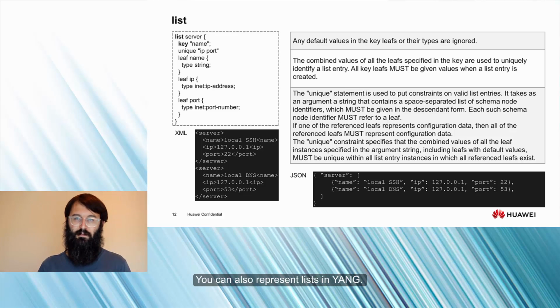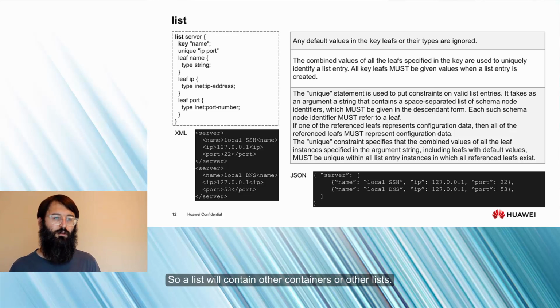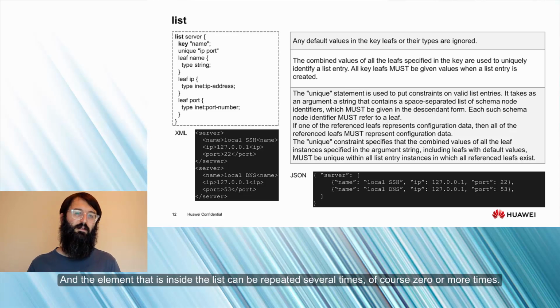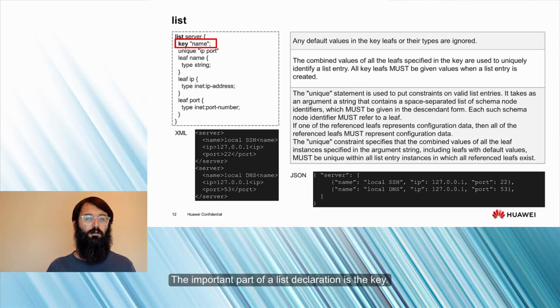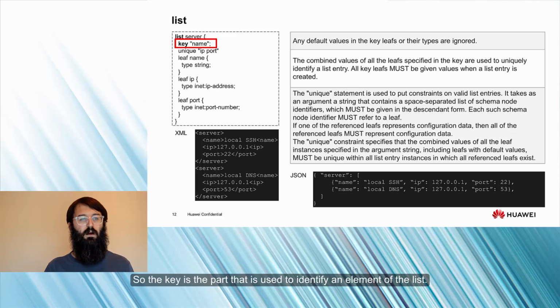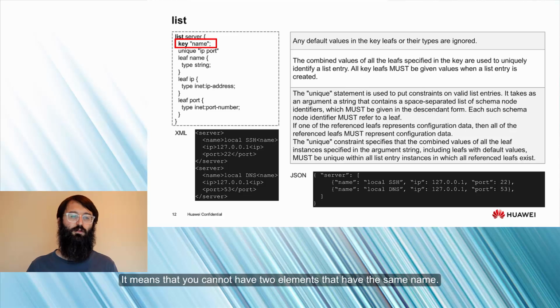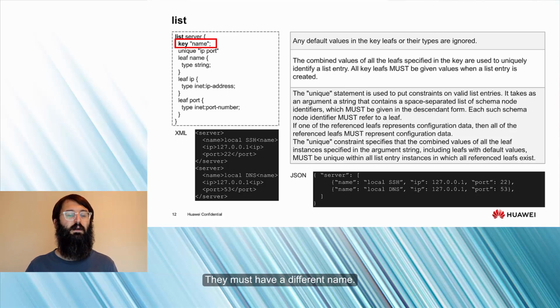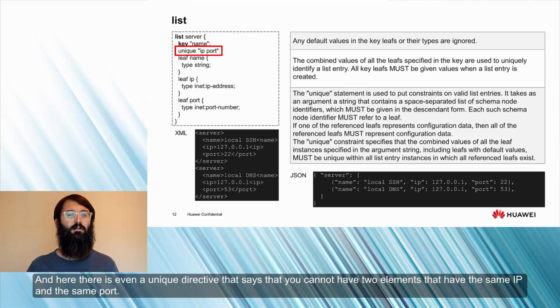You can also represent lists in Yang. So a list is a set of containers basically. So a list will contain other containers or other lists, and the element that is inside the list can be repeated several times, of course 0 or more times. The important part of a list declaration is the key. So the key is the part that is used to identify an element of the list. For instance, here it's the name. It means that you cannot have two elements that have the same name. They must have a different name. And here there is even a unique directive that says that you cannot have two elements that have the same IP and the same port.